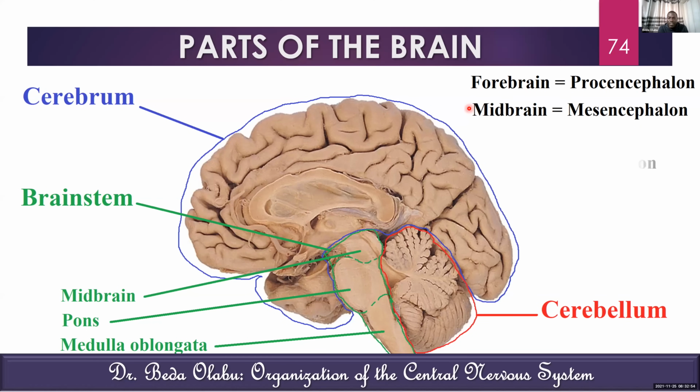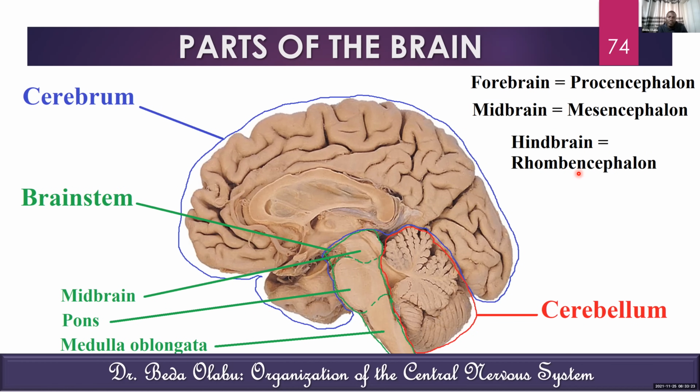And so that leaves us with the hindbrain. Hindbrain now being the rest of the brain remaining. It constitutes the pons, medulla oblongata, and cerebellum. Those three constitute the hindbrain. And the name given to the hindbrain is rhombencephalon.